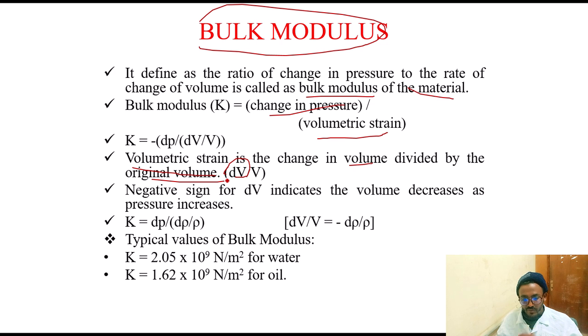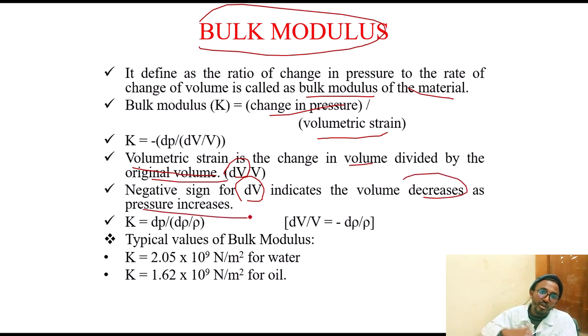The negative sign of dV indicates the volume decreases as pressure increases. When we say negative, it means that the volume is decreasing as the pressure is increasing in bulk modulus. So the main concept of bulk modulus is the change in pressure over volumetric strain.